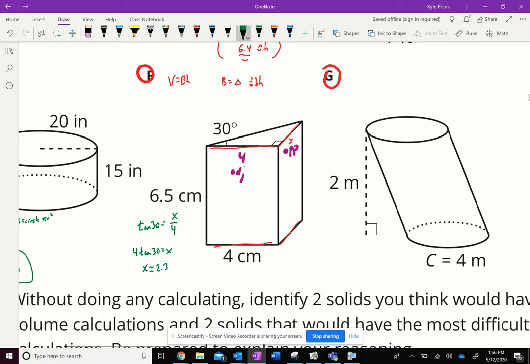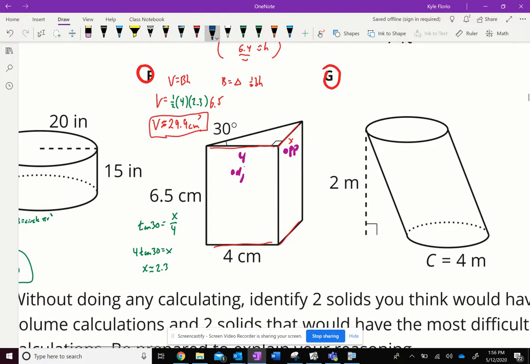And so now I can find this volume. The volume is the area of the base times the height. The base is a triangle, so that's 1/2. The base of the triangle is 4. The height of the triangle is 2.3 times the height of the solid. The height of the solid is 6.5. And what I ended up getting is about 29.9 cubic centimeters. Now, depending on how much you rounded it, you may have gotten something just over 30 because I rounded this to 2.3. It's very close to 30.